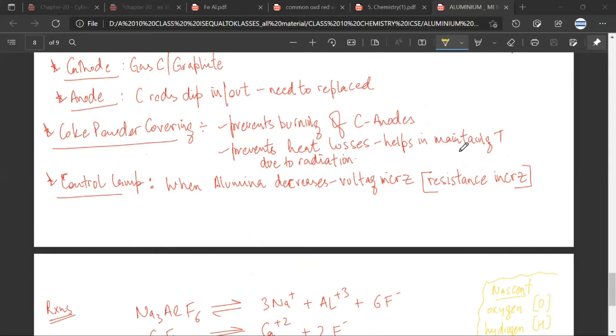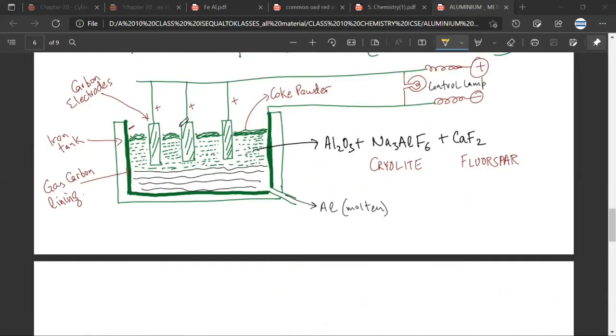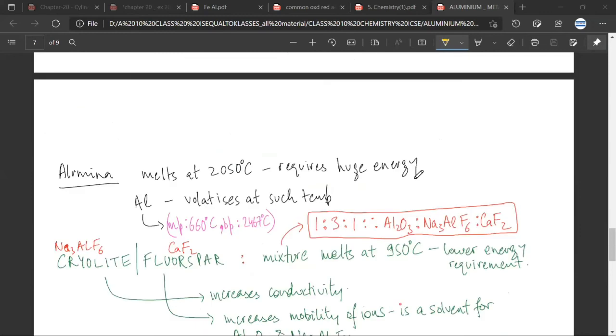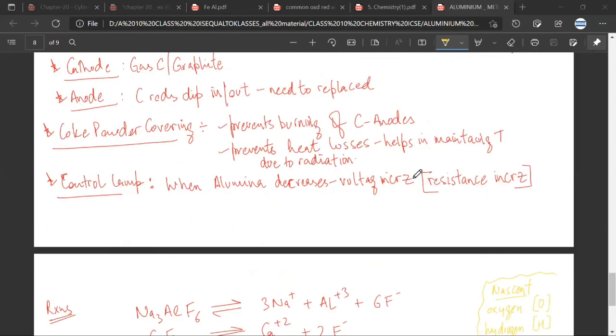It prevents heat losses. So, if this is not covered properly, a lot of heat losses will be happening. So the coke powder basically helps in maintaining the temperature. It prevents heat losses due to radiation. Any doubt here? No doubt.